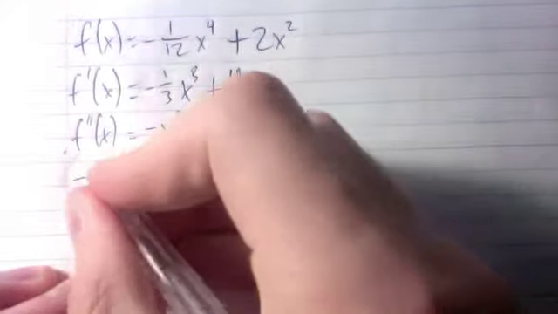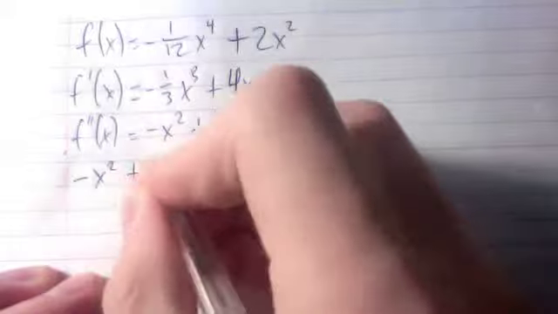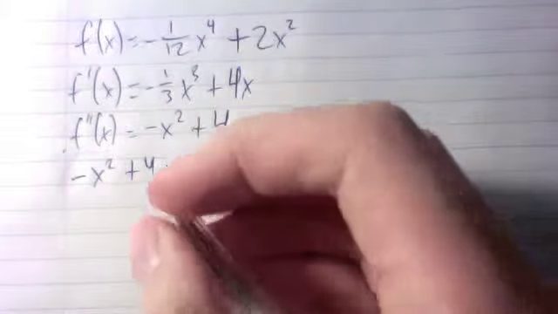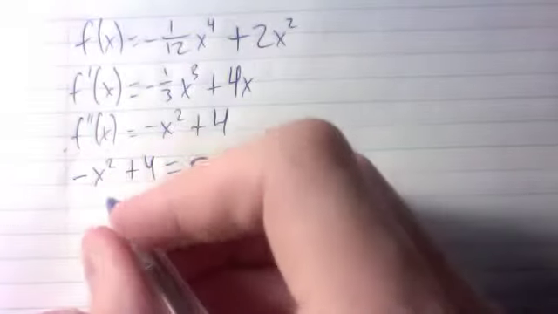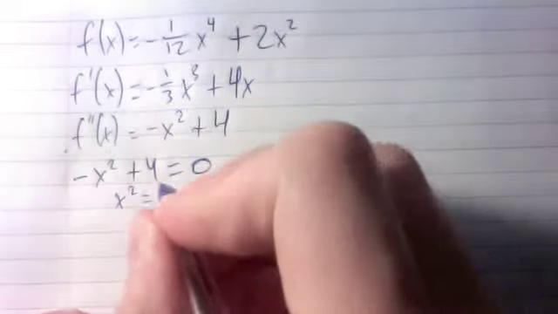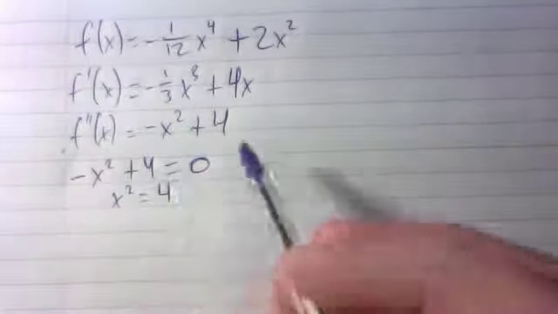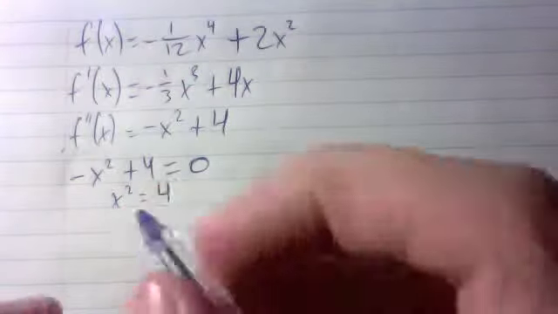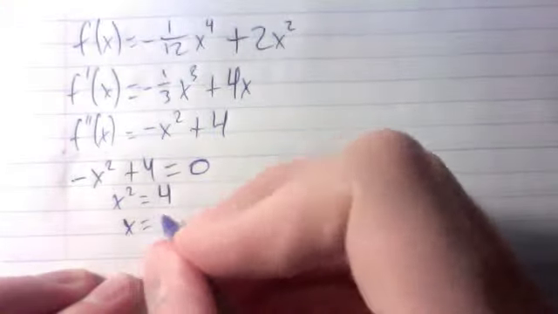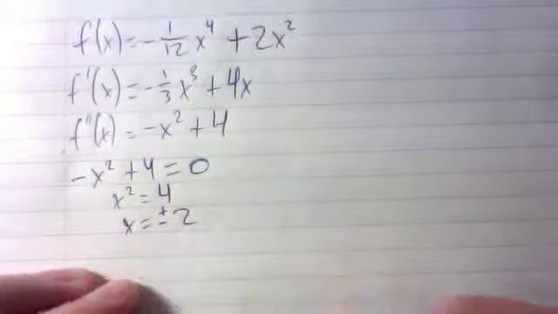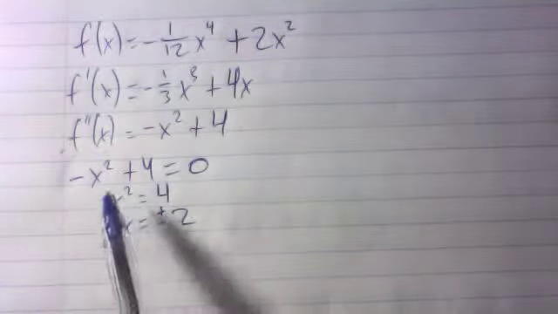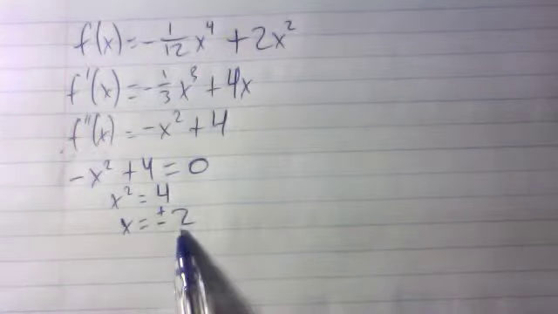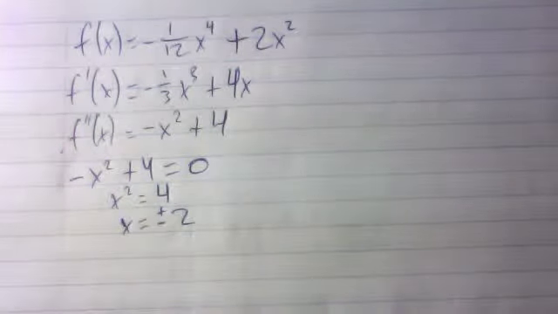So when negative x squared plus 4 is equal to 0, that means we're going to add x squared to each side. So x squared equals 4, or 4 equals x squared. And that tells us that x is equal to plus or minus 2. It can be positive 2 or negative 2. Either way, positive or negative 2 squared is equal to 4. So we have two zeros.